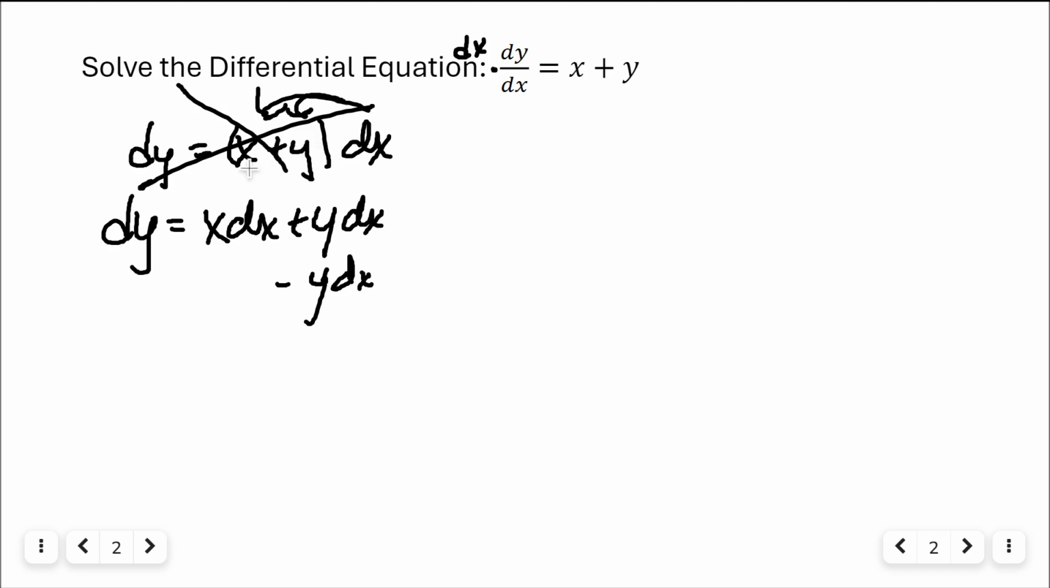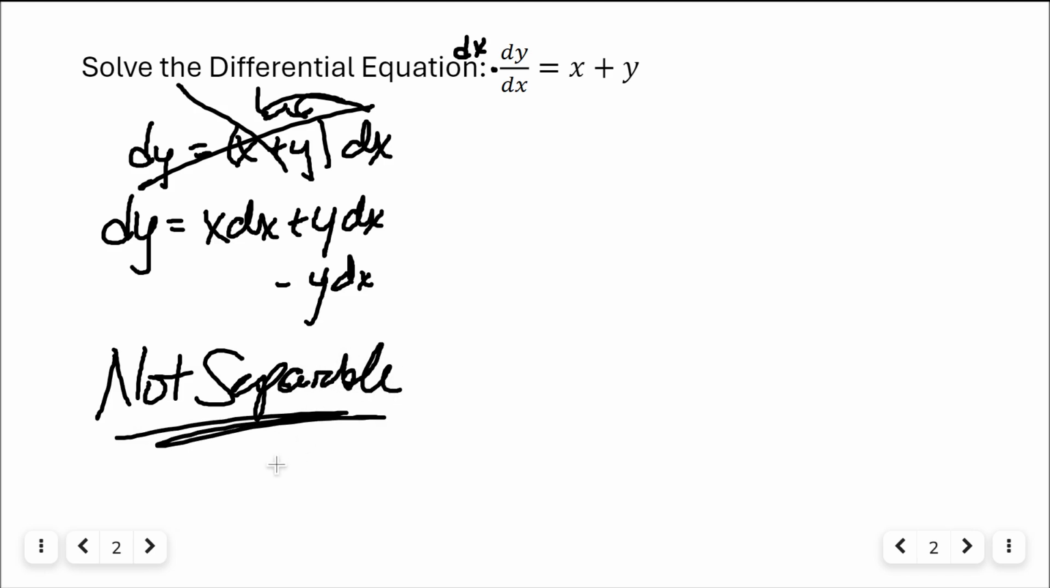So what do we do if we can't get our y's and dy on one side and x's and dx's all on the other? The issue that we have with this differential equation is it's not separable. You can't use separation of variables to solve this differential equation. Now, there are other techniques that you can use, but we don't know them. So we're kind of out of luck in terms of being able to solve it. So we can't algebraically solve it.